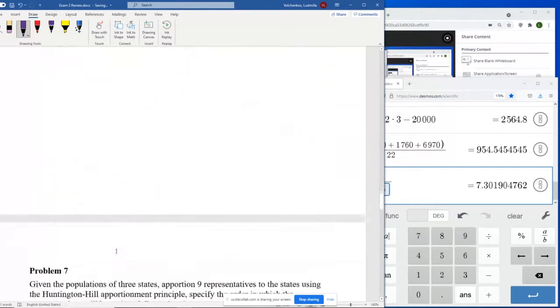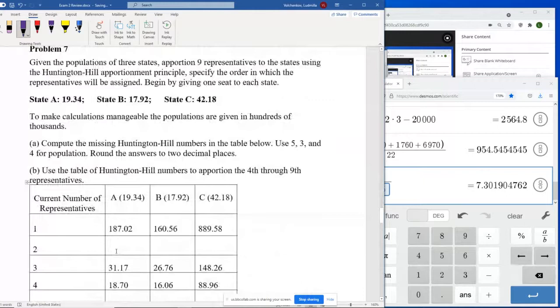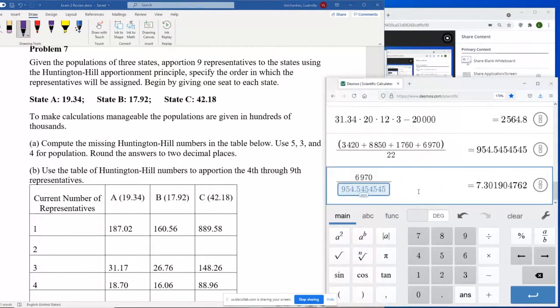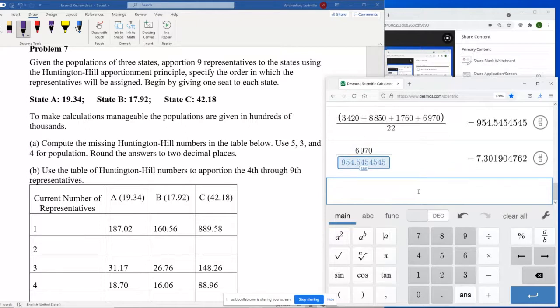Okay. Huntington-Hill apportionment method. Given the populations of 3 states, apportion 9 representatives to the states using the Huntington-Hill apportionment principle. We already have the table of Huntington-Hill numbers, but there are 3 numbers missing. Let us find them. The problem gives you how to use the population. It is given in thousands, I think, and we use the numbers in thousands.